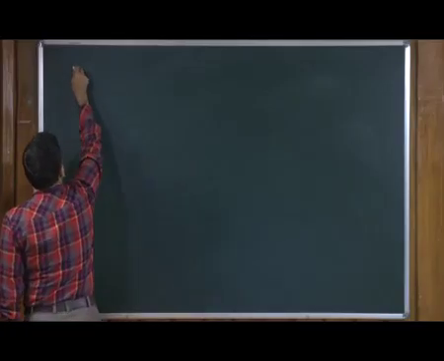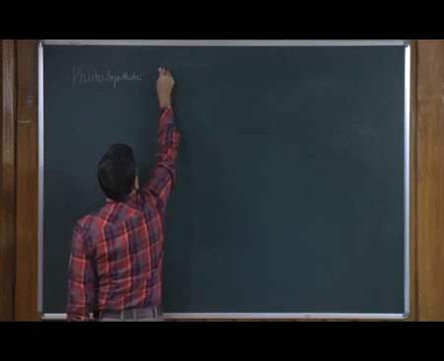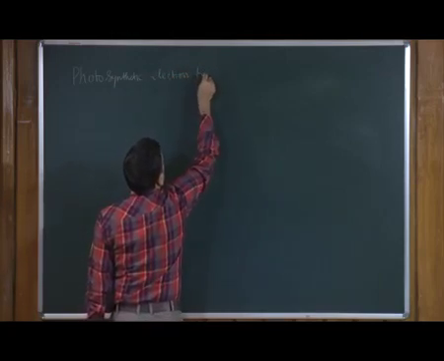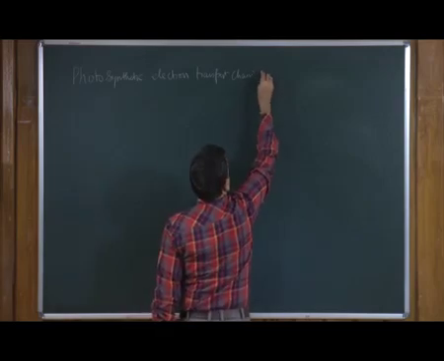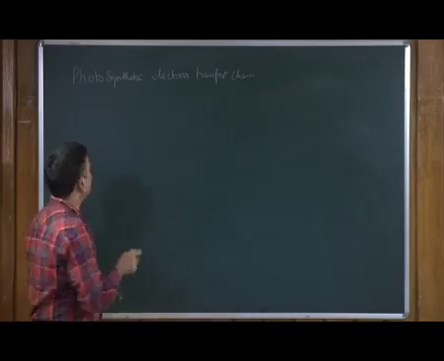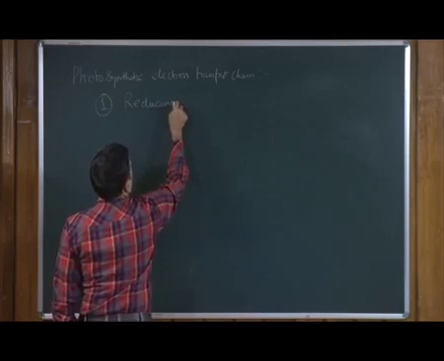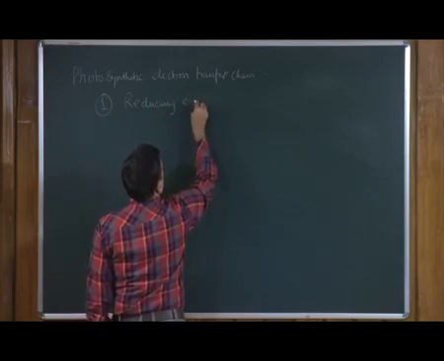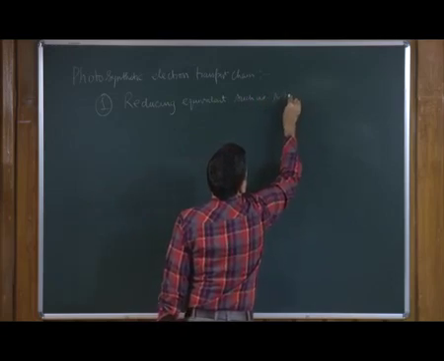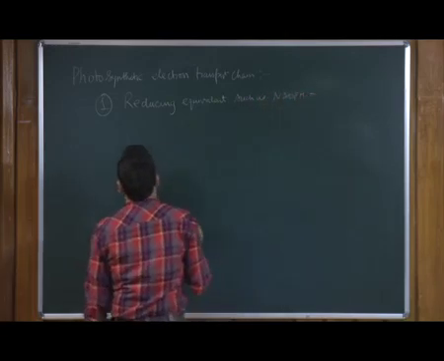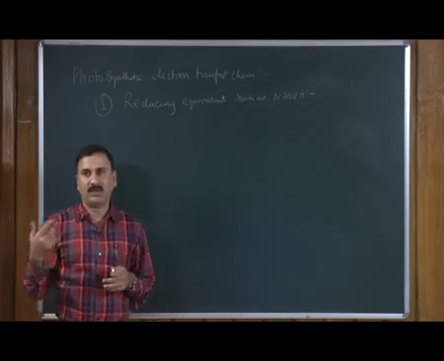So, the photosynthetic electron transport chain is operating within the thylakoid membrane for two purposes. One, it is producing reducing equivalents such as NADPH. NADPH is a reducing equivalent, and you can see that it is produced when the electron is passing from the photosystem.